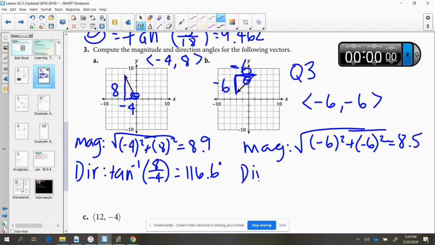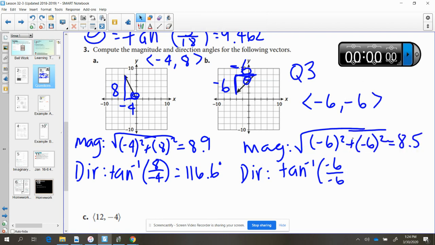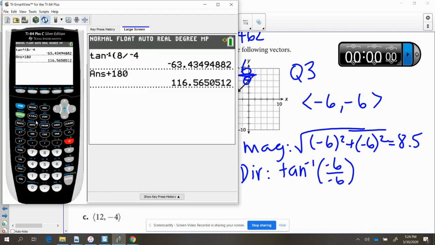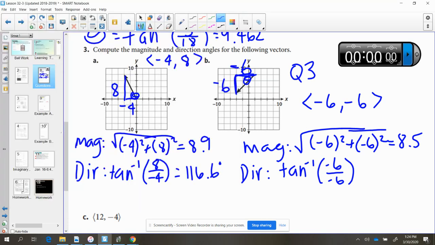While directionally, again, you need to be careful because in this case, theta is going to equal tan inverse of -6 over -6, which, if we're not careful in our calculators, is going to come out to be the wrong quadrant. So again, -6 divided by -6. This is quadrant 1. We know we need to be in quadrant 3. So really our theta is at 225.